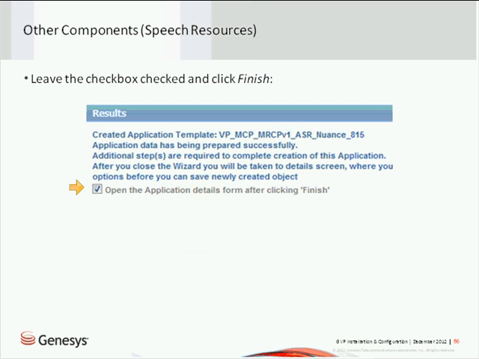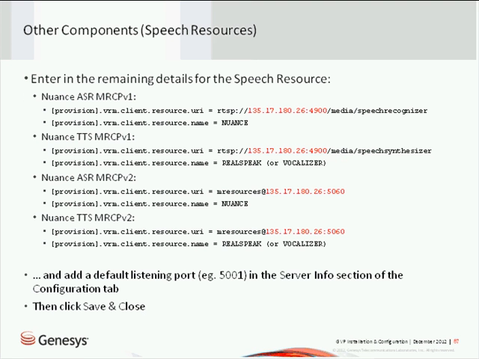On the next page, there is a checkbox. Leave this checked so you can configure the remaining configuration parameters once you've finished. And you have to do two things. The page that opens up will be one that asks you to fill in the provision, client, or VRM client resource URI and name. These are the typical URIs that you use for Nuance. So RTSP for v1, SIP URI for v2. The names can be pretty much whatever you want.